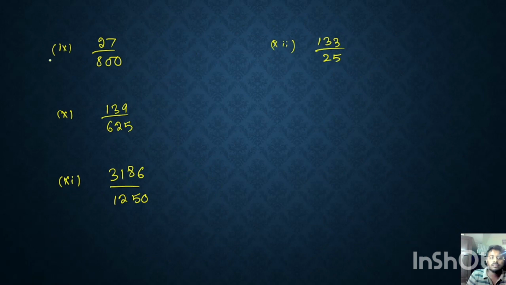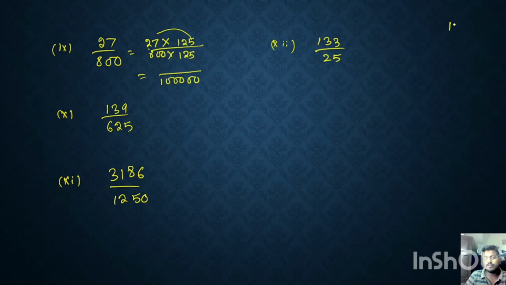Now next question number IX. 27 divided by 800. So 27 into and 800 into. So 800 means 125 we multiply. So here is also 125. Now 27 into 125 divided by 25 8 that is 1000 and 20.